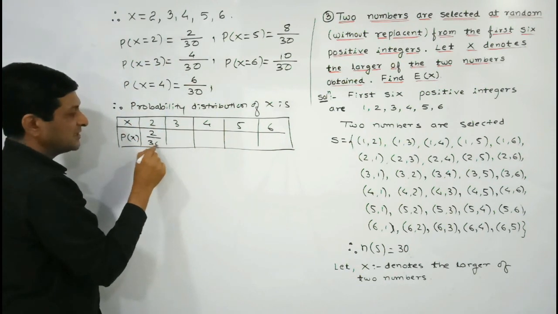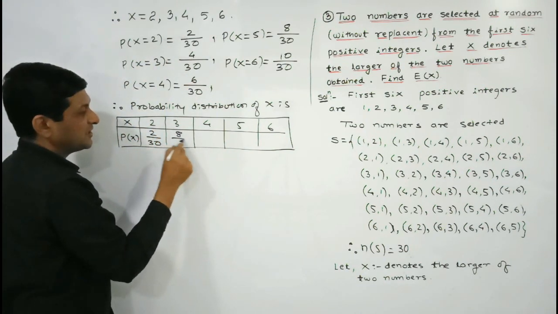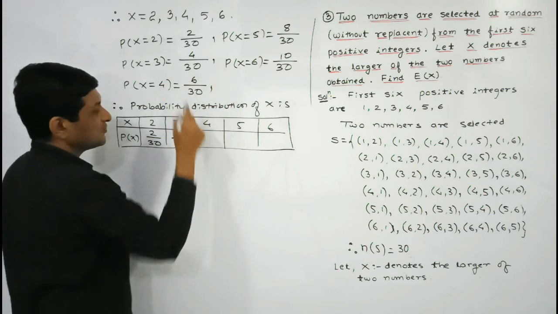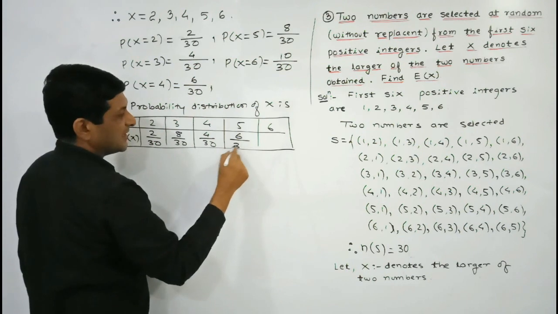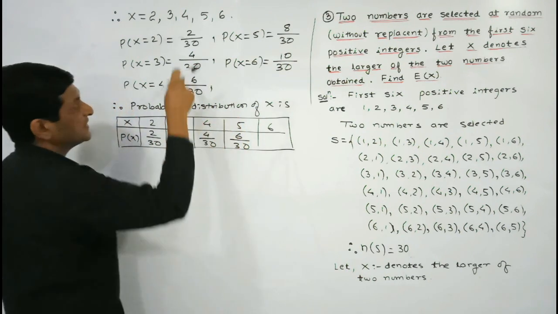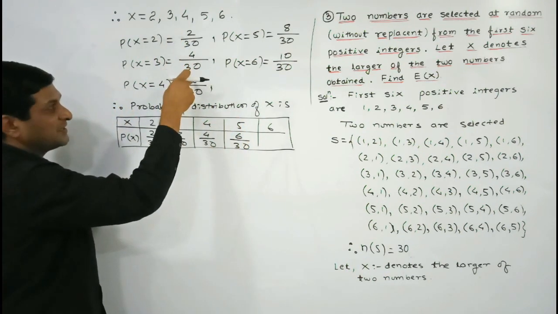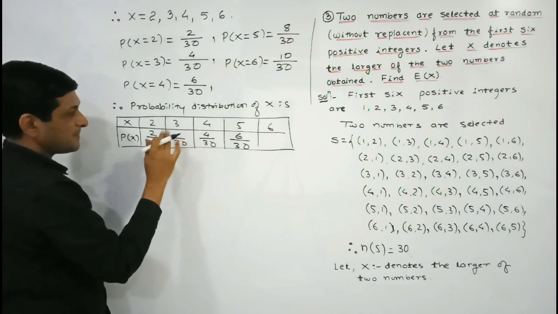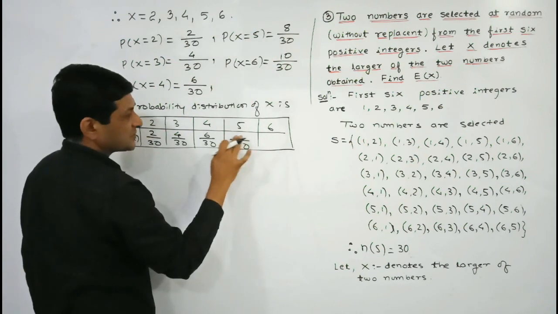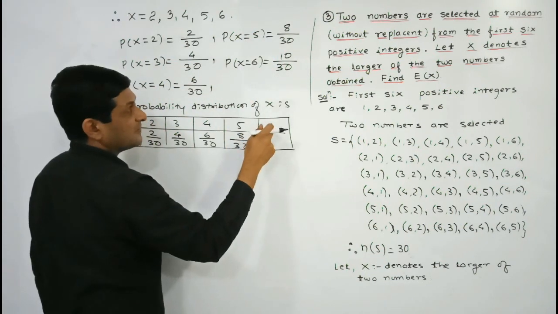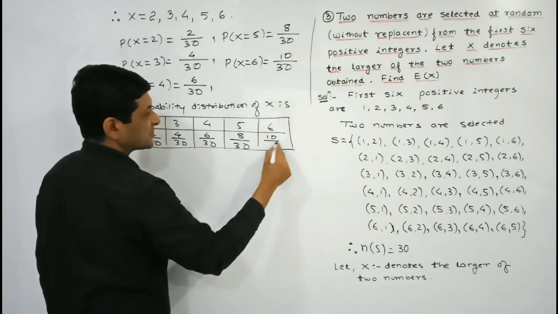What is the probability here? 2 by 30, then here 8 by 30, in the next case 4 by 30, in the next case 6 by 30. For x is equal to 5, its probability is 8 by 30, and when x is equal to 6, probability is 10 by 30.